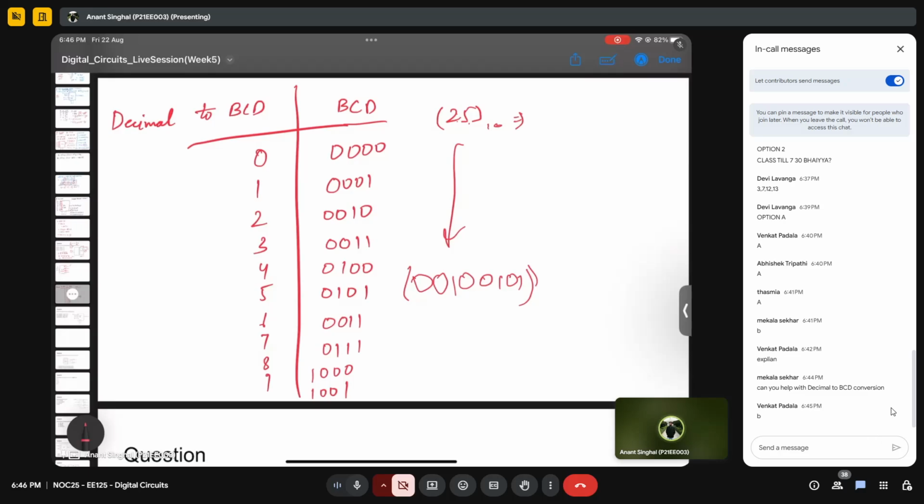Is it clear? Whosoever was asking about decimal to BCD. Sir, could you please explain it again? Okay, so what I'm trying to say, whatever the decimal number is, you just need to convert each digit to its corresponding 4-bit equivalent. For example, let's say 12. So 1 you can write as 0001 in 4-bit binary, and 2 you can write as 0010. So the final answer would be 0001 0010.